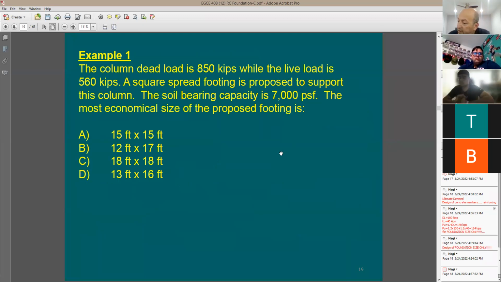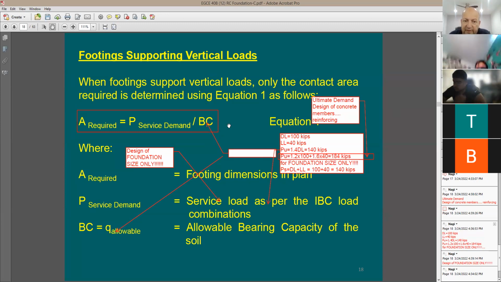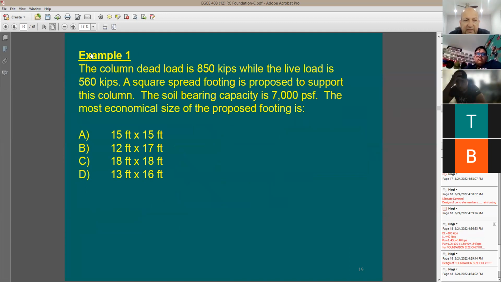So, okay, I guess this can be the only new equation that you need to learn when it comes to foundation. The rest of the work is going to be stuff that you're already exposed to. It's going to be very similar to beam design, rectangular beam design. So, okay, let's see this example. It says the column dead load is 850. So this is going to be dead load, right? Let me write this next to it. Dead load is going to be this number. And live load says 560.